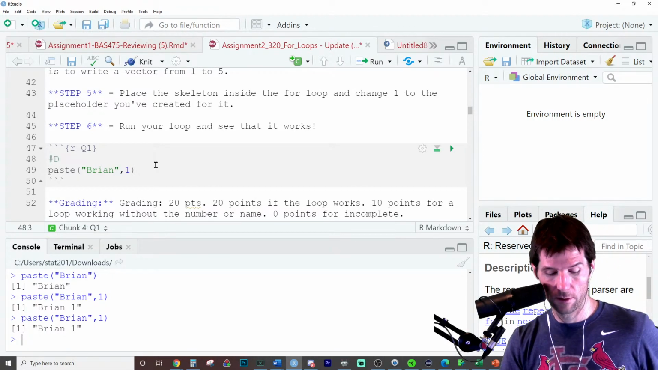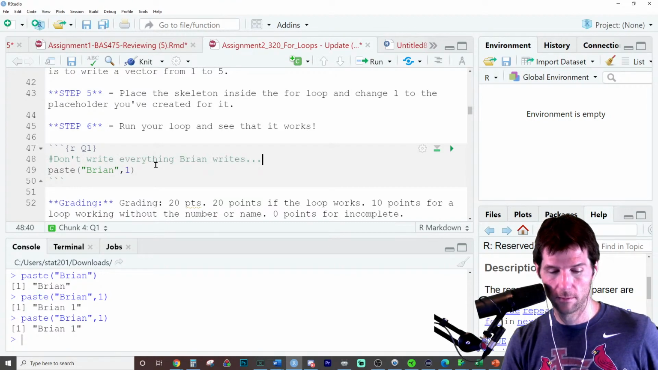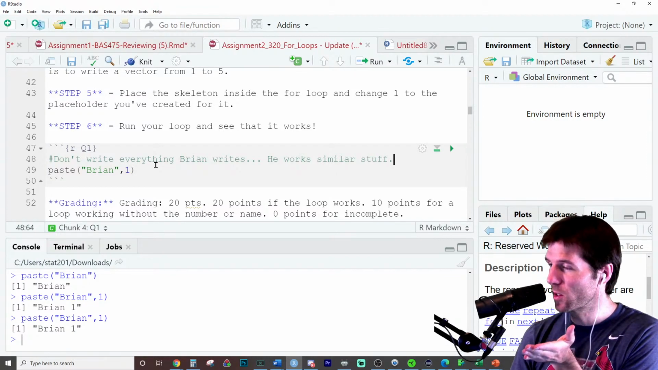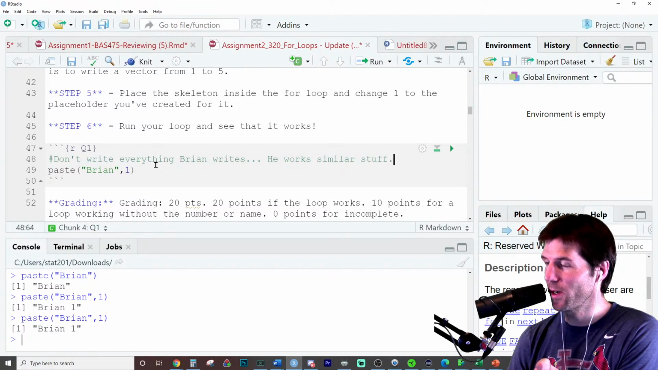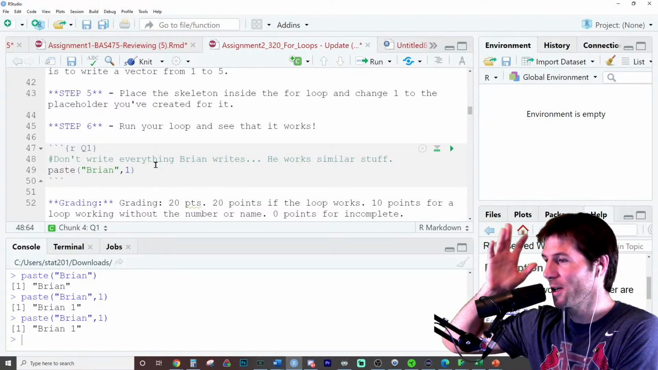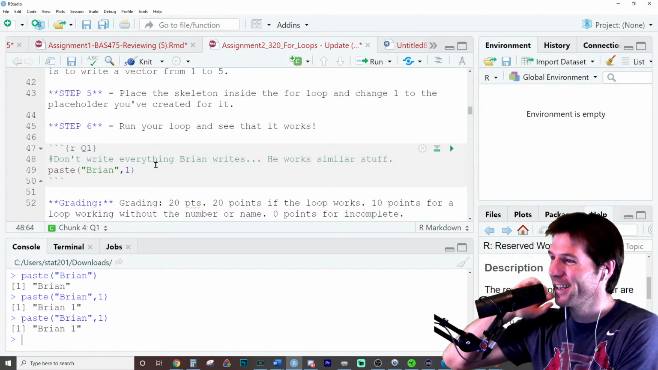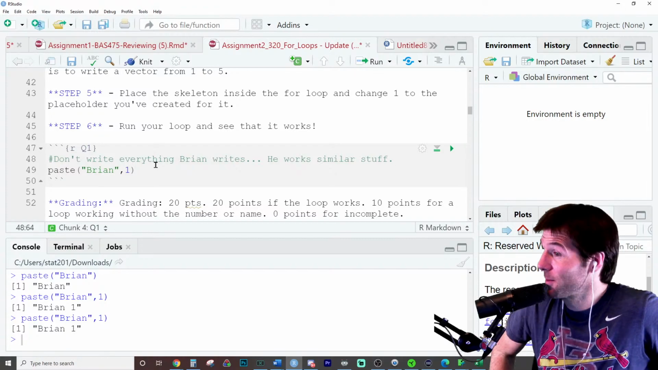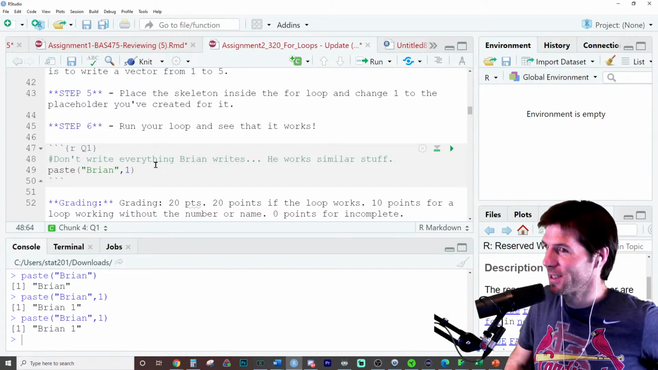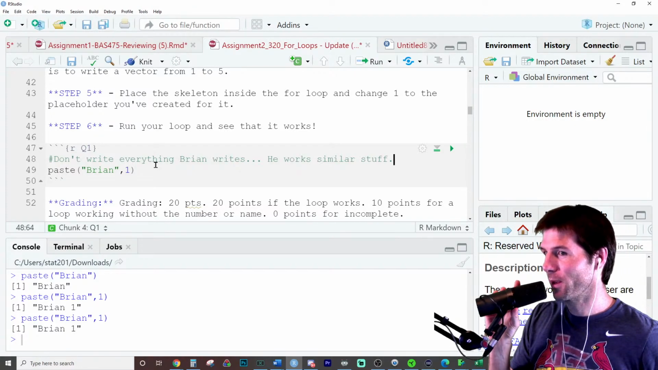So don't write everything. I mean, I'm basically working this one, but sometimes people just literally write what I write, and then they're like, I wrote down what you wrote, and I'm like, don't write exactly what I write. Sometimes I work similar stuff. Sometimes I work very close to what you're doing, and this is one of those instances where I'm working very close to what you're doing.